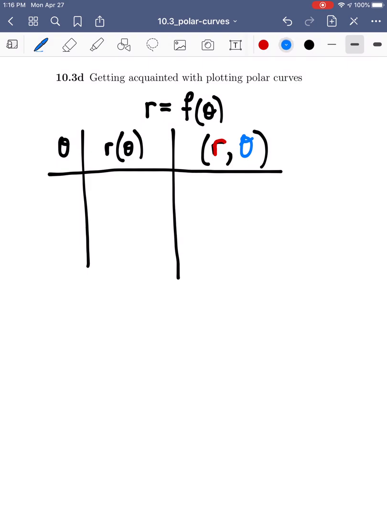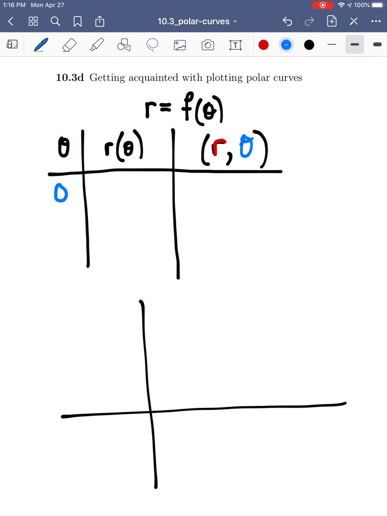Ask when the angle is 0. So the angle is 0. We are right along the x-axis. How far along the x-axis do we need to move at an angle of 0? When we're at an angle of pi over 4, how far along that angle of pi over 4 do we have to move for our r?